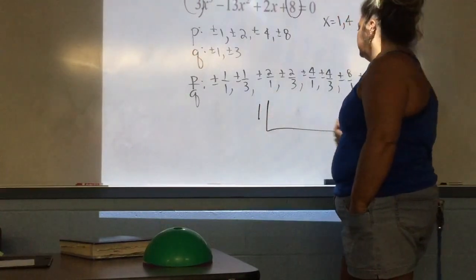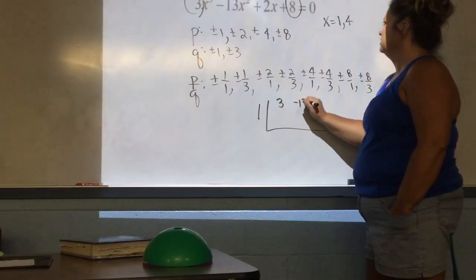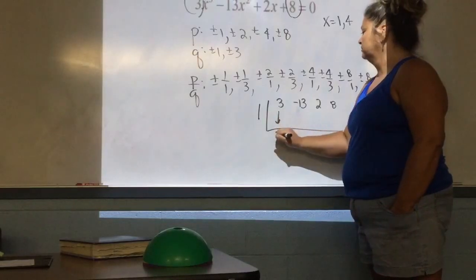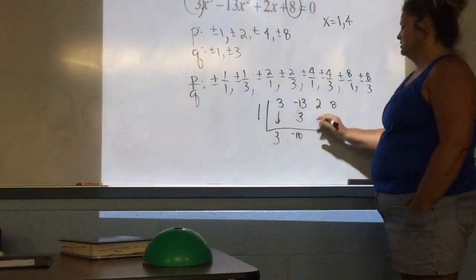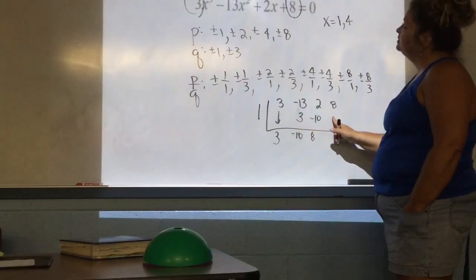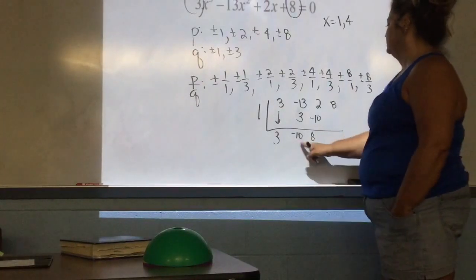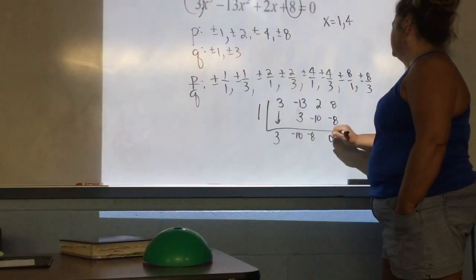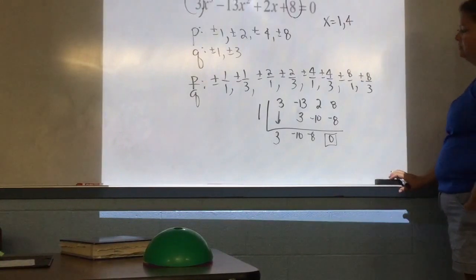So we're going to do our synthetic division, get a depressed polynomial. 1 times 3 is 3, negative 10. Times 1 is negative 10, that's positive 8 times 1. Did I miss a negative somewhere? 1, negative 3, negative 10, negative 10, negative 8. There we go, times negative 8. Okay, so it is a factor.